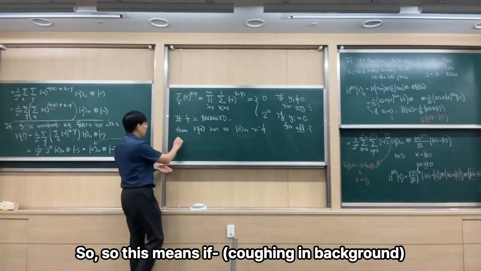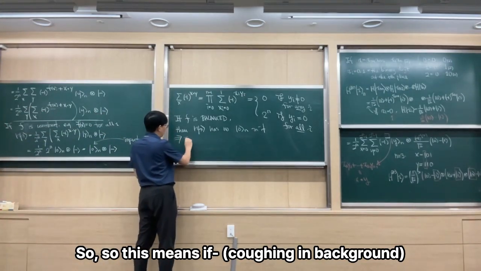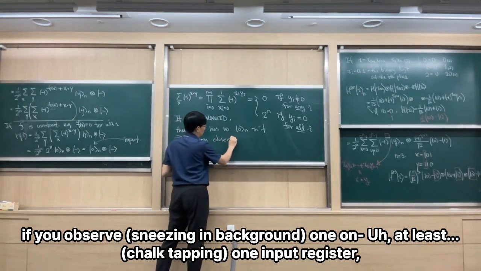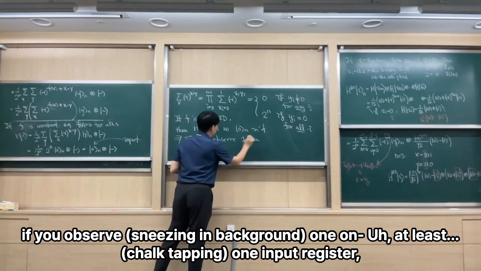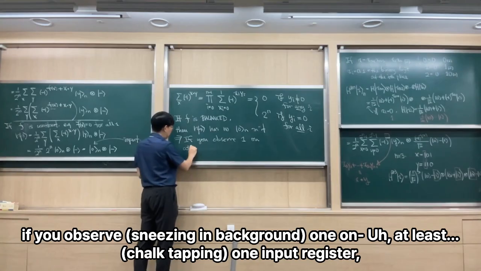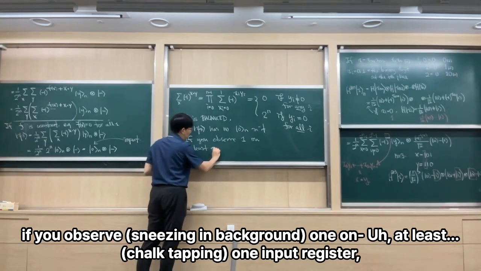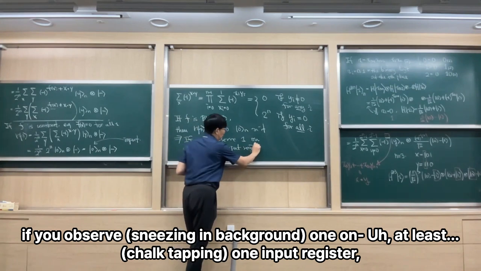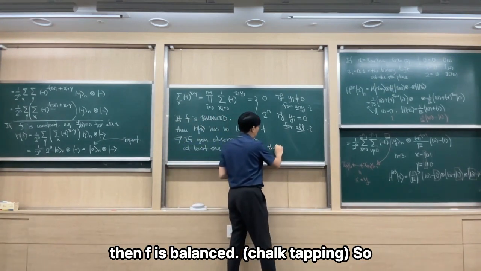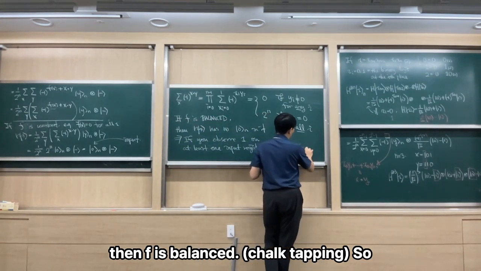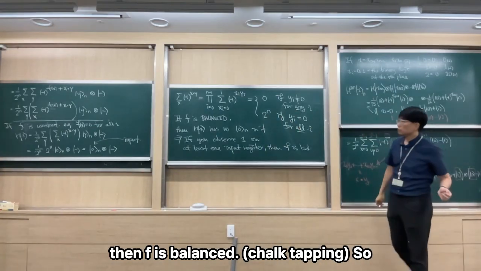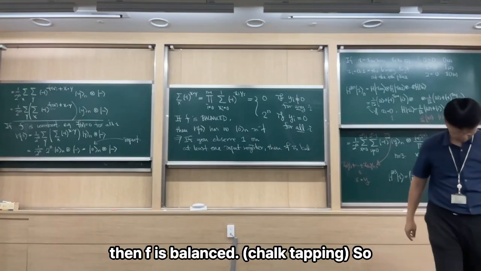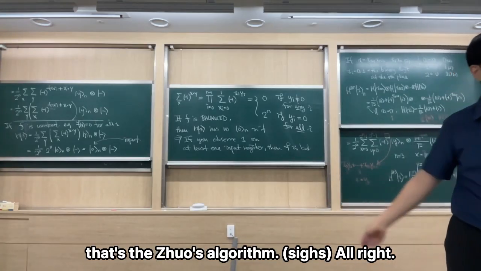So this means if you observe 1 on at least one input register, then f is balanced. So that's the Deutsch-Jozsa algorithm.